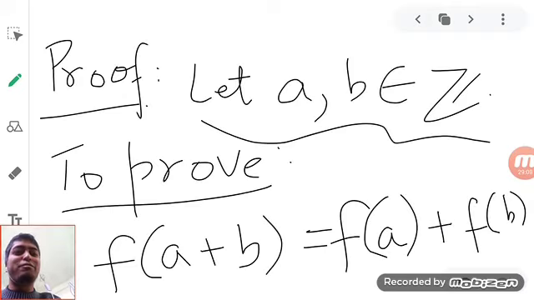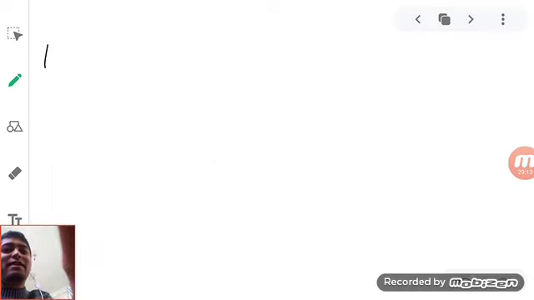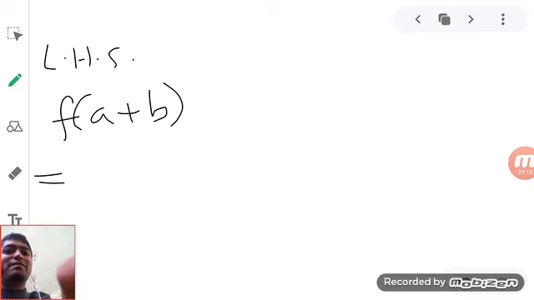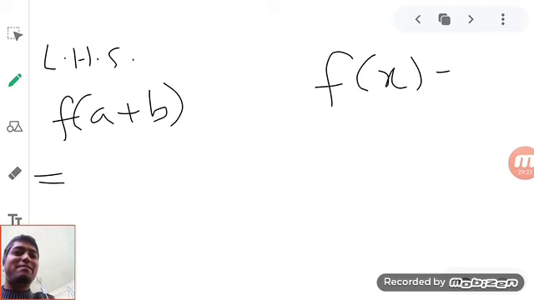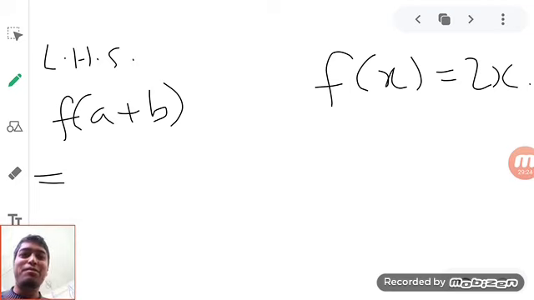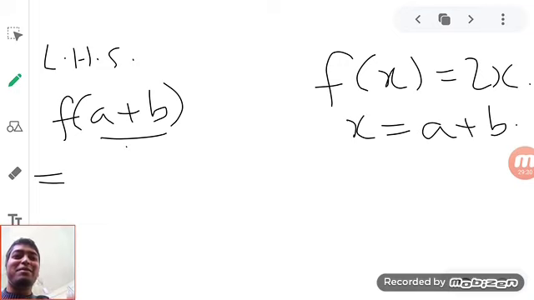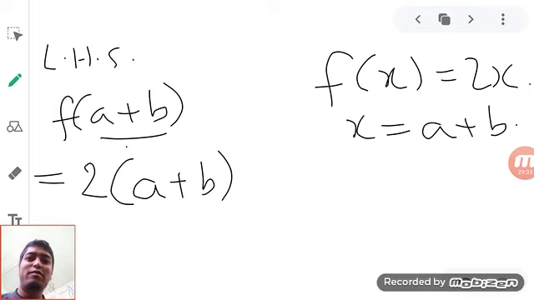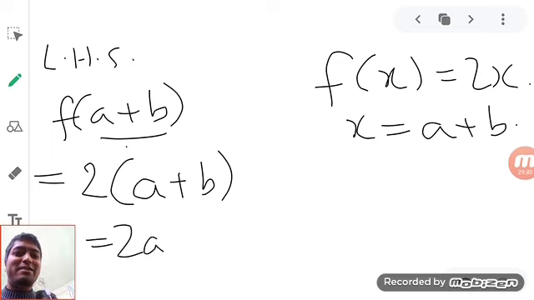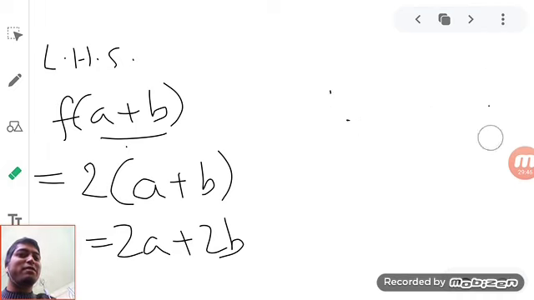So if you have to prove this one, just start from the left hand side and get it equal to the right hand side. Left hand side, actually I used to do it like this. f(a plus b), how much is it equal to? f(x) is equal to 2x, right? So even if x is equal to a plus b, what will you have? You will be having 2 times (a plus b), right? You will be having 2(a plus b). So this one you can immediately write down as 2a plus 2b. And let us just have a look at the right hand side. How much is it equal to?